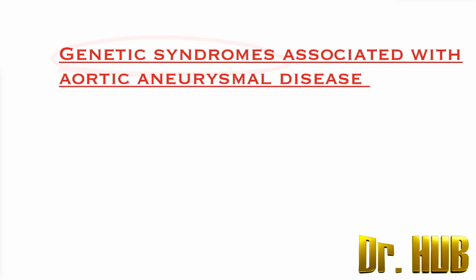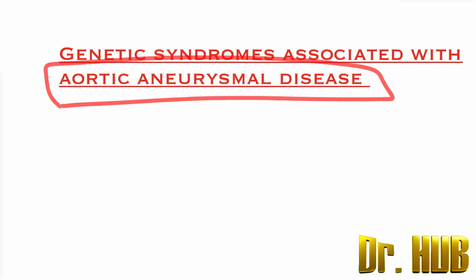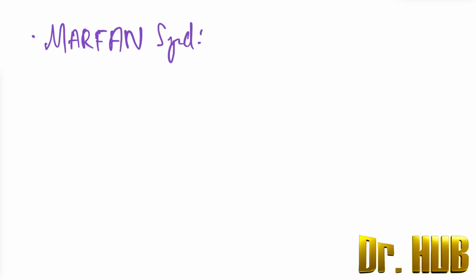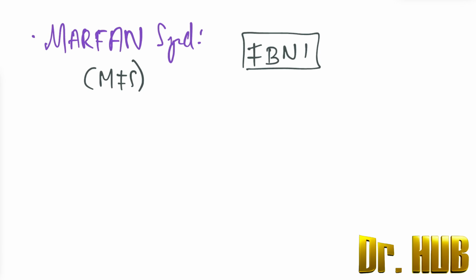Genetic syndromes which are associated with aortic aneurysmal diseases. The first disease we are going to see is Marfan syndrome, also known as MFS. The gene mutated is FBN1.